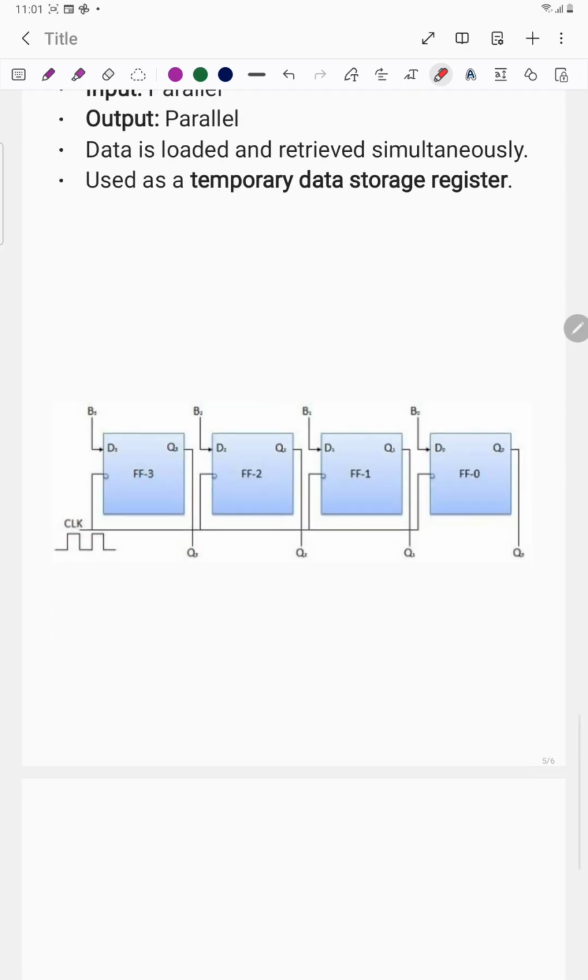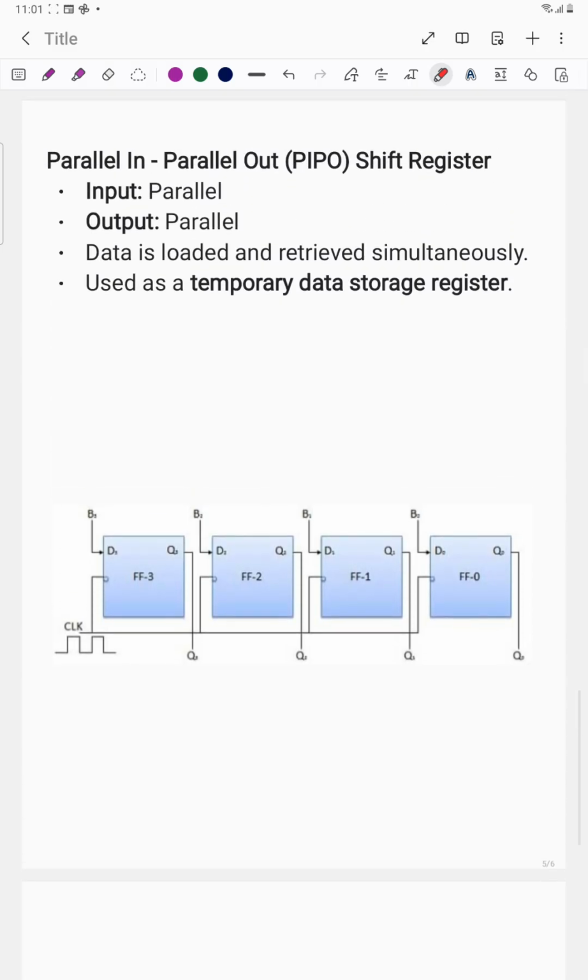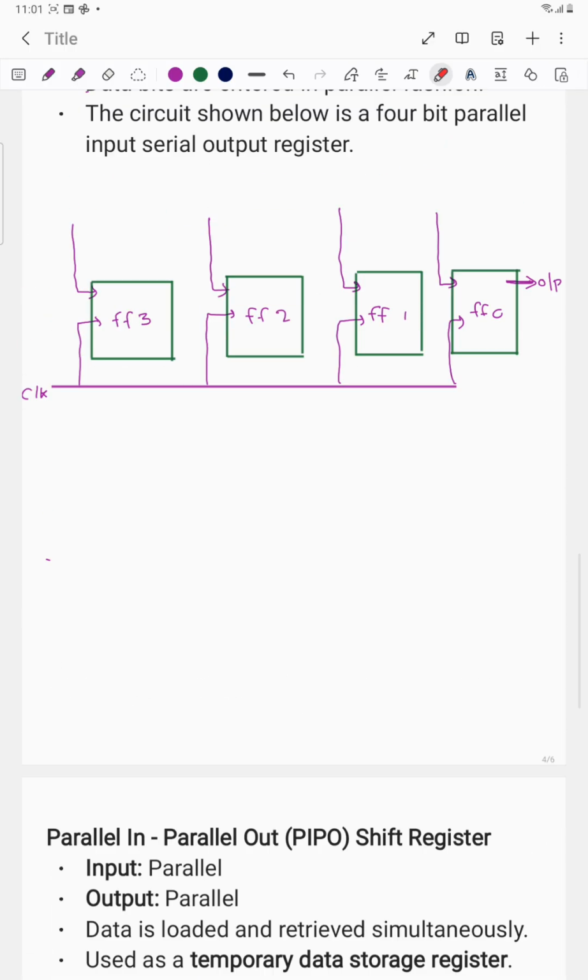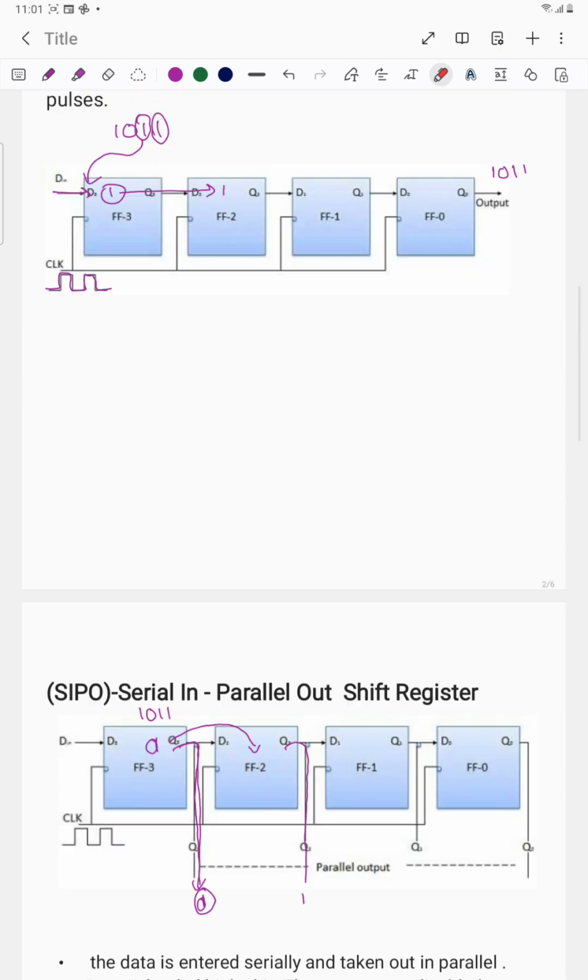These are the 4 types of shift registers. It's very easy to understand and study. You should clearly study this topic also.